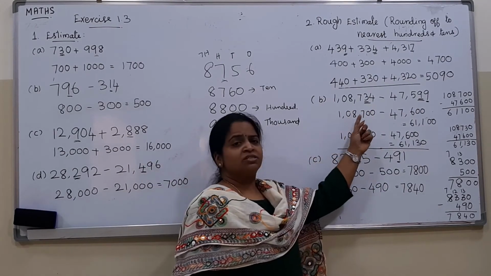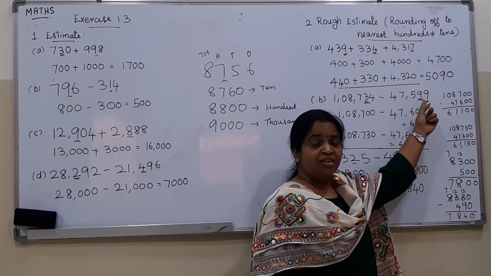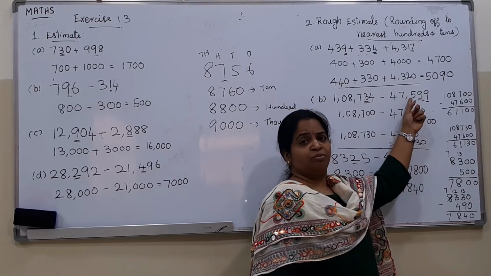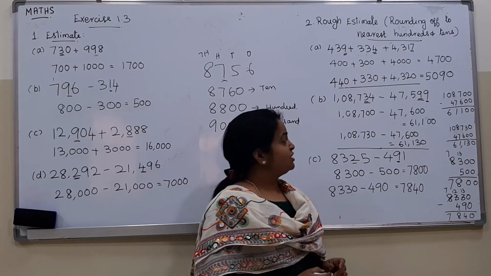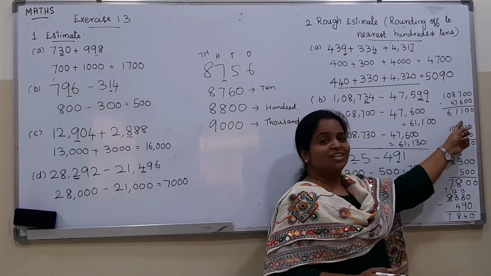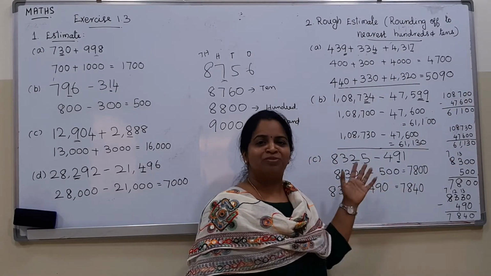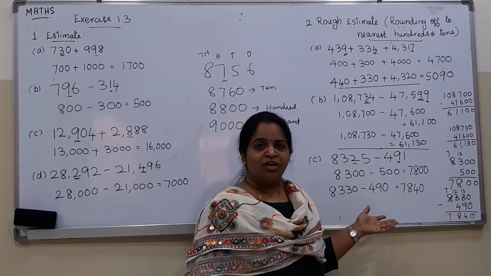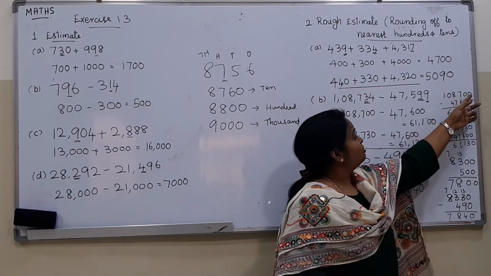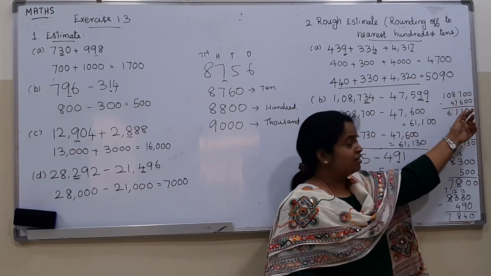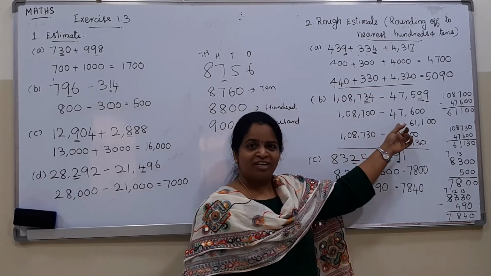Okay, 1,08,700. Here in tens place it is 9. So we are going to add 1 with this number. So it becomes 47,600. You got it, children? So subtract these two numbers. This subtraction, addition, multiplication and all you don't copy from the answers what I am giving. Okay, you are going to do by yourself. Okay, so 1,08,700 minus 47,600, it is 61,100. You got it, children?